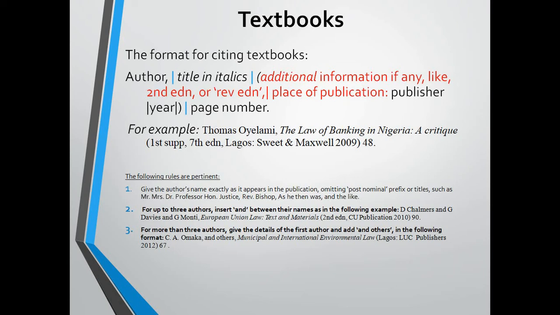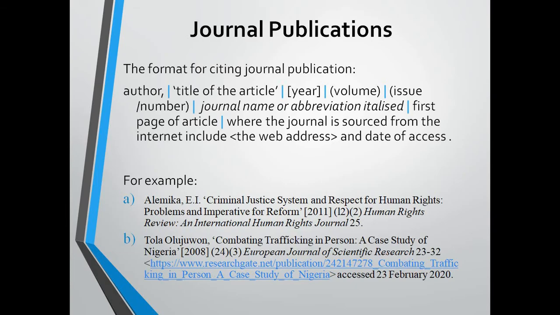But for more than 3 authors, you give the details of the first author and add "and others" in the following format. So you're citing Omaka's work where we have over 3 authors. Say we have 5 authors, you will just add the name of the first author, C.A. Omaka, and then write "and others." So that is that for the name. You continue with the citation as it would ordinarily be. So that's that. We move over to journal publications.